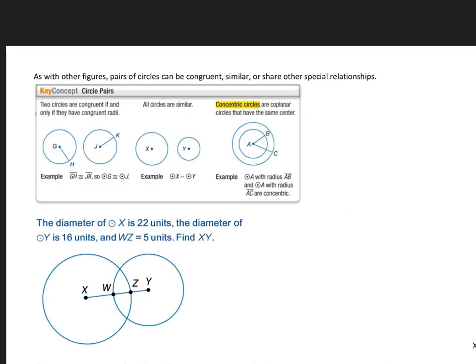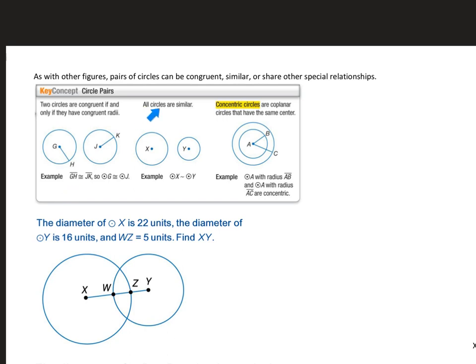So as with other figures, pairs of circles can be congruent, similar, or share other specific relationships. So 2 circles are congruent if and only if they have congruent radii. So here I have circle G, I have circle J. The only way for circle G to be congruent to circle J is if the radius GH is congruent to segment JK. So that's the only way for my circles to be congruent.